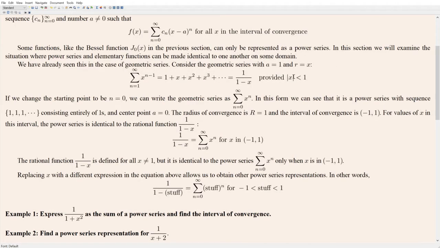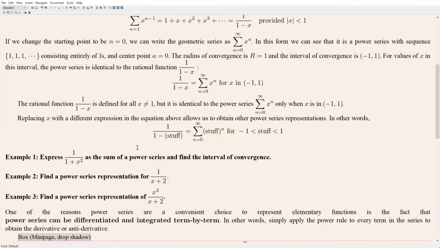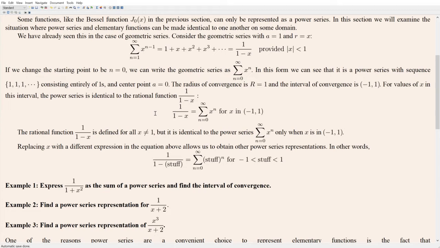So the interval of convergence is the interval from -1 to 1, because that's what this indicates. Correspondingly, the radius of convergence is 1, because the radius of convergence is half the length of the interval of convergence. So we conclude that as long as x is inside this interval, this rational function, 1 over 1 minus x, is identical to this power series. This is the sort of result that we are looking for.